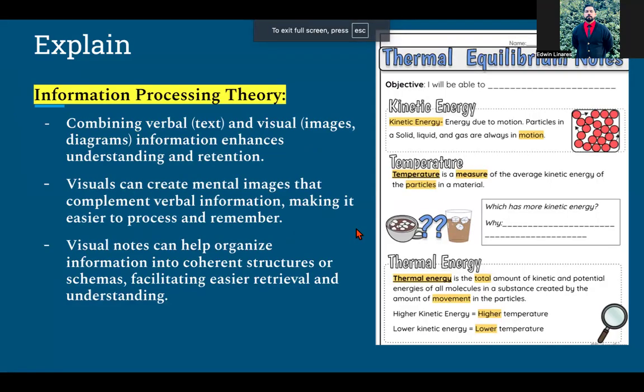For the explain phase, this phase mainly incorporates the information processing theory. And how is that? It is because as students are taking notes, they are also provided visuals, right? And so by combining verbal and visual information, it enhances their understanding and their retention. Visuals can create mental images that complement verbal information, and it makes it easier to process and remember information. Lastly, visual notes can actually help organize information into coherent structures or schemas, facilitating easier retrieval and understanding.